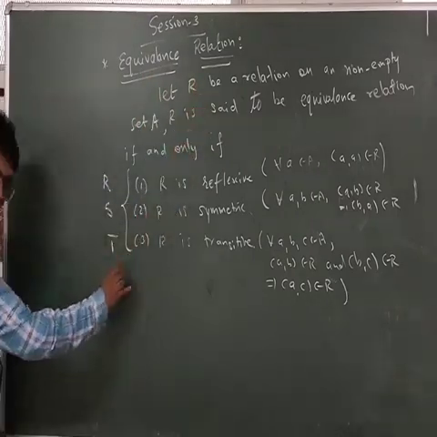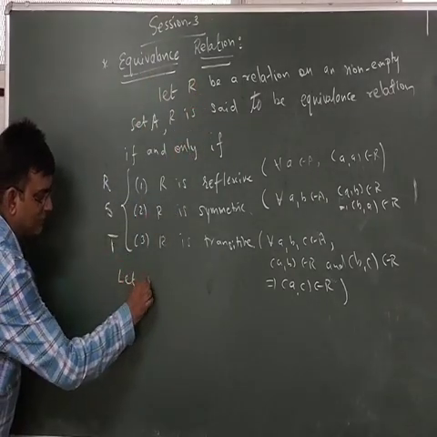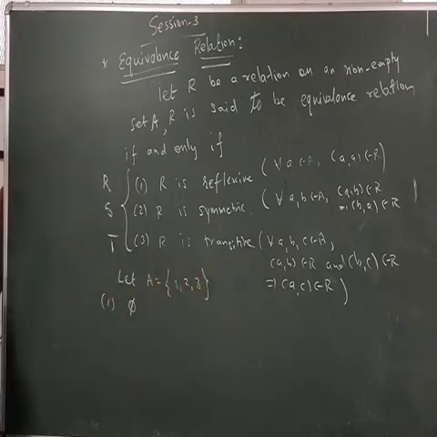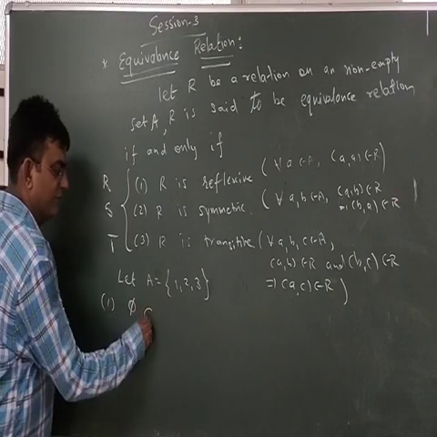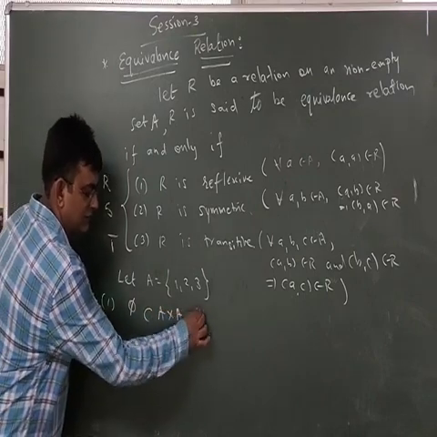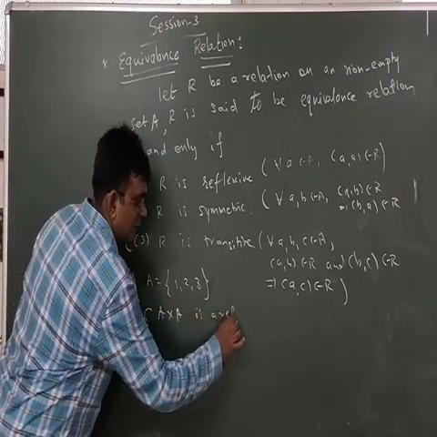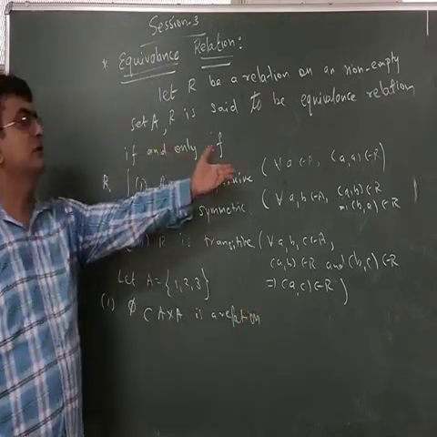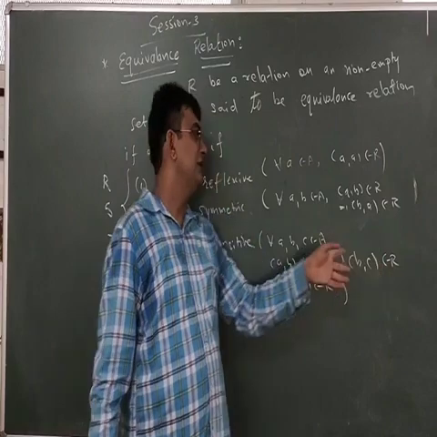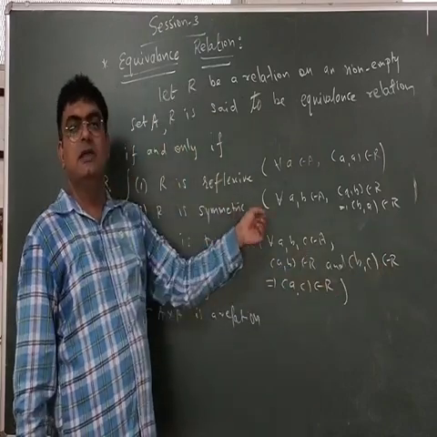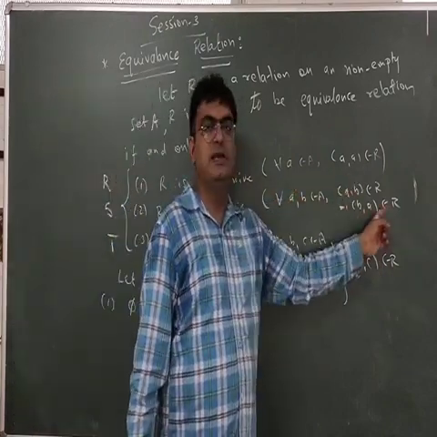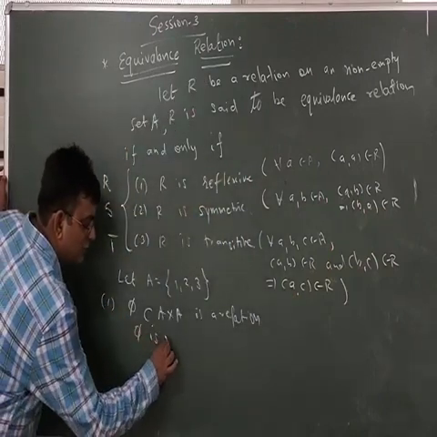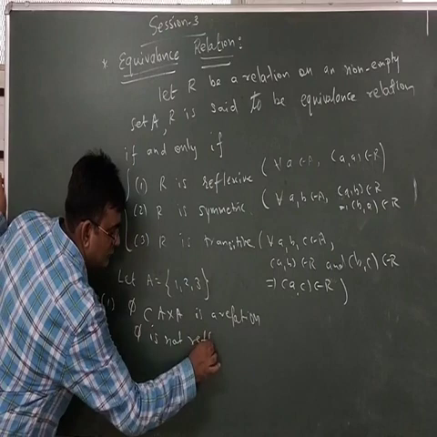Let us see one example. Let A be equal to {1, 2, 3}. The null set is a subset of A cross A, so it is a relation. Is it reflexive? No. Why? Because there is no (a, a) belonging to R. Is it symmetric? If a is related to b, then b must be related to a. There is no such pair. So the null set is not reflexive.